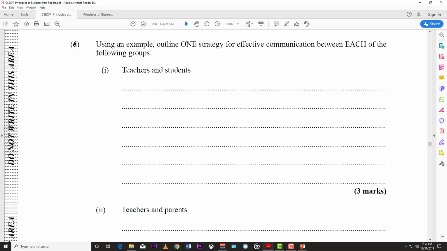So for this question, using an example, outline one strategy for effective communication between each of the following groups. So you can use an example. For example, for teacher and student, the teacher might want to write notes on the board, and then have the children read the notes and see if they understand what's on the board. So that could be oral, and of course you have written. So it's a combination right there. You can also have visual, where the teacher can use PowerPoint to teach their lessons, and then have the students respond to whatever is on the board. So you can choose, using an example, and as long as you explain it properly, then you should get your marks for that one.